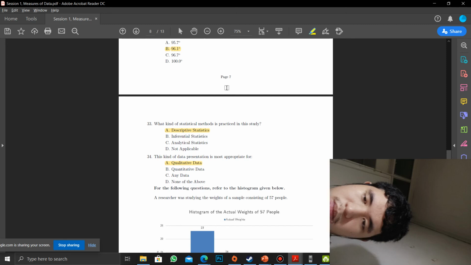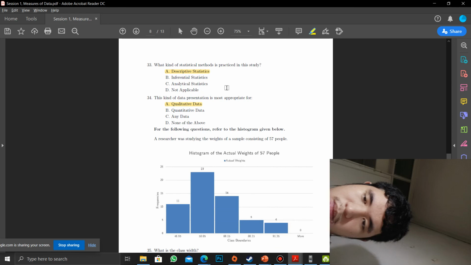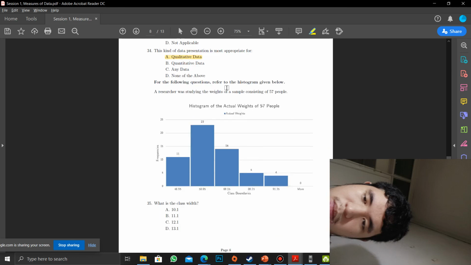Okay, sige. Almost done na tayo. Sige. For the following questions, refer to the histogram. Okay, what is a histogram? A histogram is the cumulative frequency distribution in a graph, no? In a graph. Okay. So yan, actually ito, if you see this, 46.95 to 58.05, 58.05 to 69.15, 69.15 to 80.25, 80.25 to 91.35, 91.35 above.